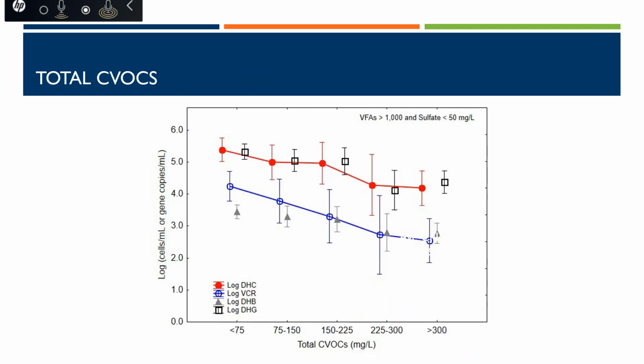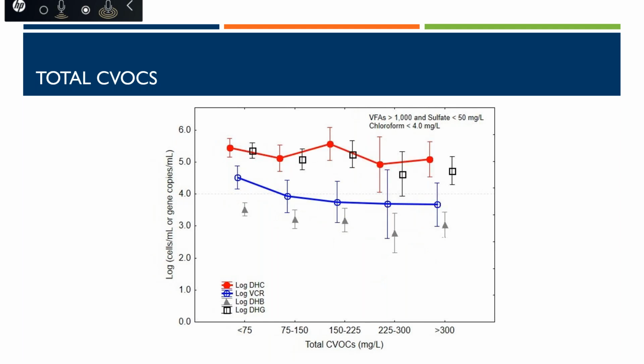In groundwater samples with favorable conditions, the DHC were significantly lower at total CVOC concentrations greater than 300 milligrams per liter. However, you can see that in the subset with total CVOC concentrations greater than 300 milligrams per liter, the chloroform concentration was 4.6 milligrams per liter. So this suggests that the lower concentrations may have been a result of the chloroform inhibition rather than toxicity from the high total VOCs.